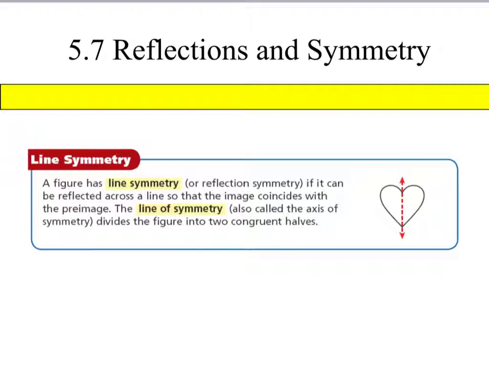We talked about this a little bit. Line of symmetry: a figure has line symmetry, basically reflection symmetry, if it can be reflected across a line so that the image coincides with the pre-image. The line of symmetry, also called the axis of symmetry, divides the figure into two congruent halves.